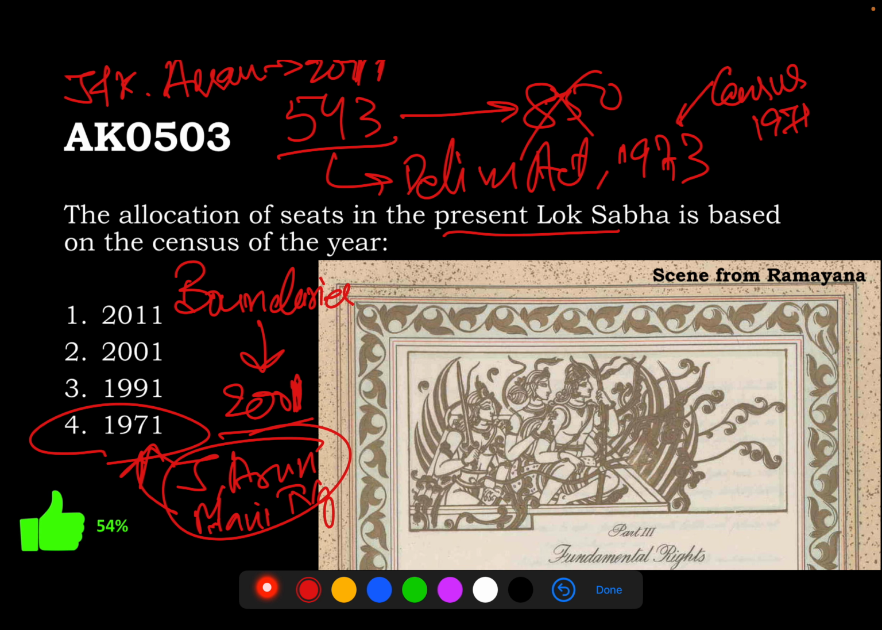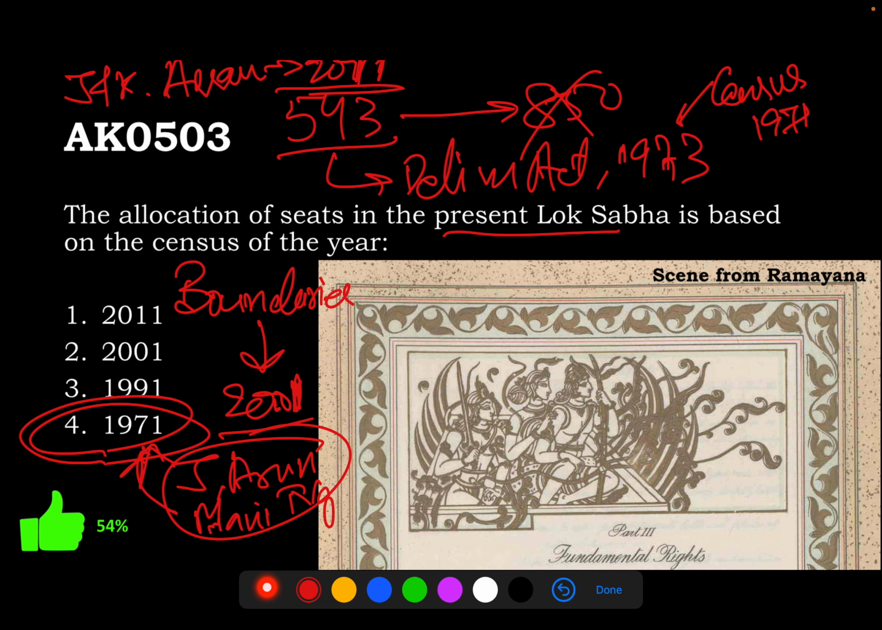So definitely, as you can see, it's all over the place. Some states 2001 census boundaries, some states 1971 boundaries, some states 2011 census boundaries, and the seat allocation actually is all 1971. So definitely there is a need, and time has come to fix the representation of people in the popular houses at the center and the states.